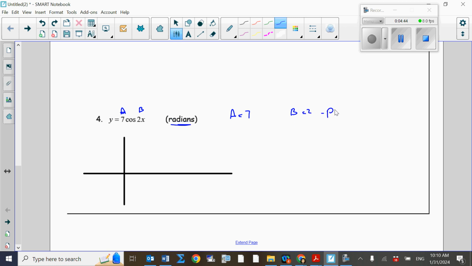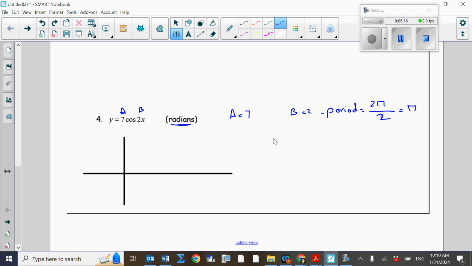So the period of the function will be the period of the parent function, which is 2 pi, because we're working in radians. So we're going to write 2 pi, not 360, divided by the b value, divided by 2. That's pi. So 1 pi is 1 period of the function. There's no horizontal or vertical shift here. So we're going to use this information to graph our function.